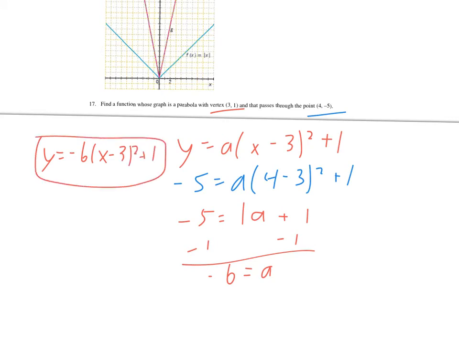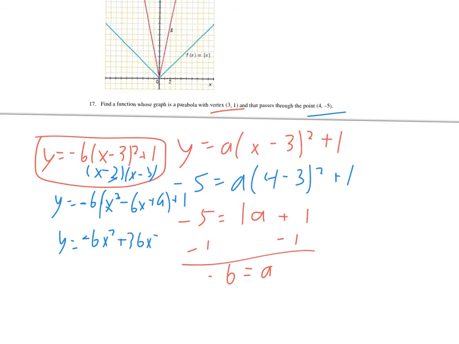If you needed to switch this to standard form, which I actually think the answer is written in standard form, you just want to write this twice and FOIL it. So x minus 3 would be x squared minus 6x plus 9. And then you just distribute that in there. So negative 6x squared plus 36x minus 54 plus 1. And then just combine your like terms there. Negative 6x squared plus 36x minus 53.